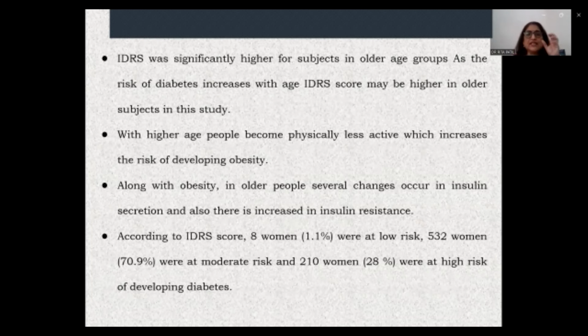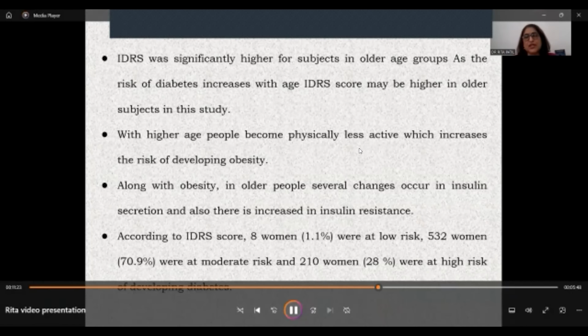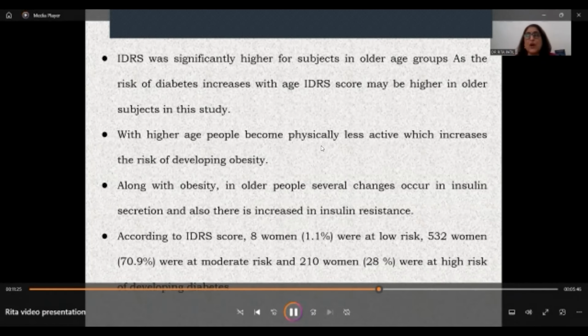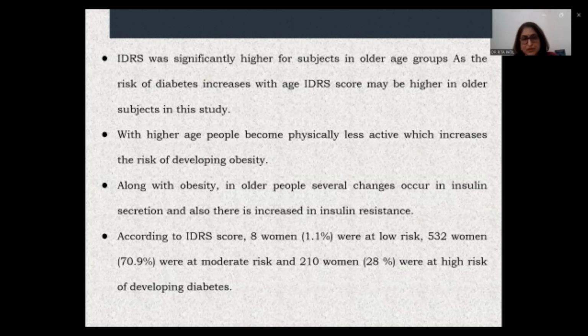Now let's look at IDRS. We found that IDRS was significantly higher for subjects in the older age groups in men and women. As the risk of diabetes increases with age, the IDRS score may be higher in older people in the study. Also, higher age people tend to become less physically active and tend to become obese. With obesity, there are changes in insulin secretion. Also, insulin resistance may increase.